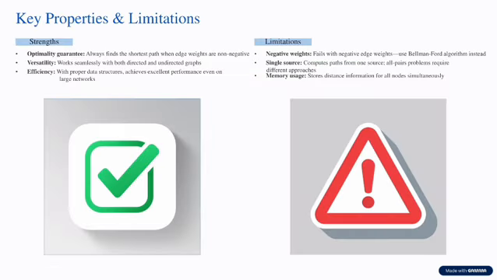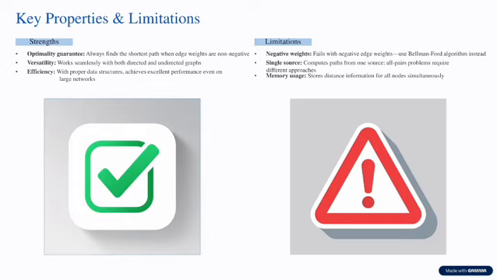Now let's see the strengths and the limitations of Dijkstra's algorithm. So let's see the strengths. Optimality guaranteed. Dijkstra's algorithm always finds the shortest path from the source node to all other nodes as long as all edge weights are non-negative. It uses a greedy approach, which ensures that once a node's shortest distance is finalized, it will never be updated again. Versatility. The algorithm works with both directed and undirected graphs. So it can be adapted for different applications like network routing, GPS navigation, and graph analysis.